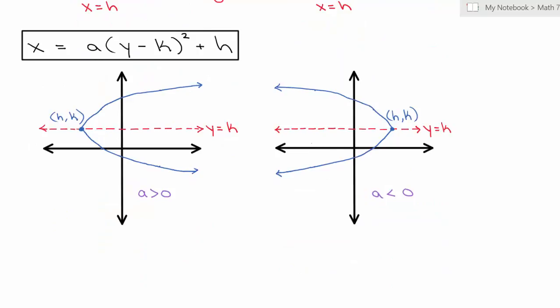The second standard form of a parabola is x equals a times y minus k, quantity squared, plus h. Notice that on these graphs, the parabola opens to the sides, either to the left or to the right. That's because y is being squared this time rather than x. So that's always going to happen when your y is squared.